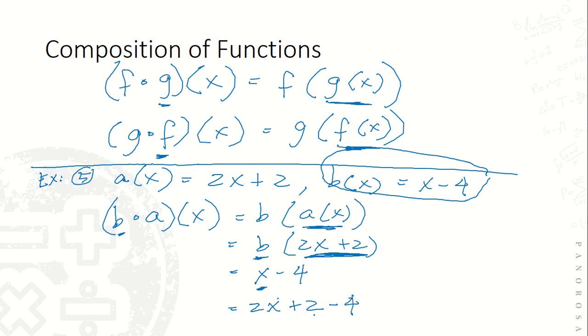So this time, meron tayong similar terms sa 2 and negative 4. So ipe-perform natin ang operation between 2 and negative 4. So that will be 2x copy, and then 2 minus 4, that will be negative 2. So the answer is 2x minus 2.